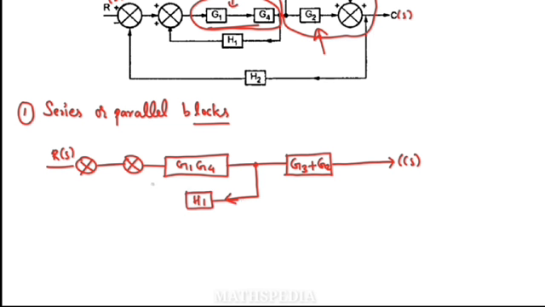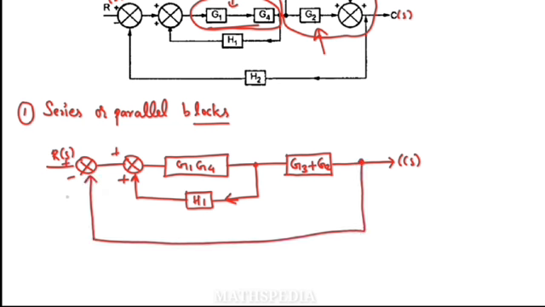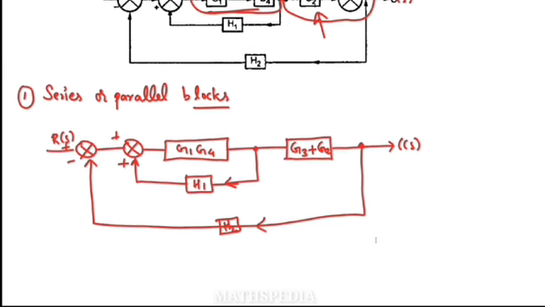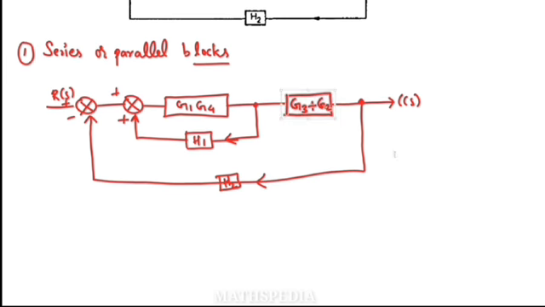Here we have a feedback H1 and then to the positive side. Then there is another feedback H2 from the output to the input of the system. So after that we have to identify the minor and the major blocks.